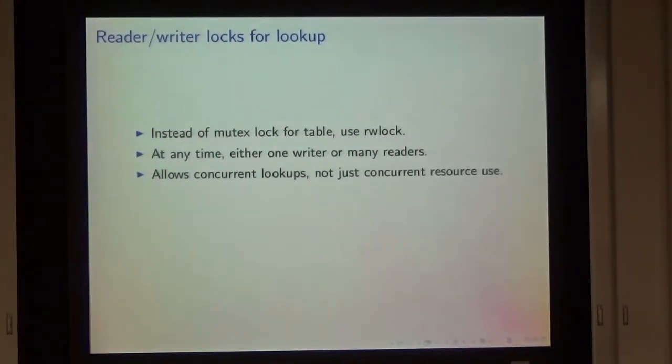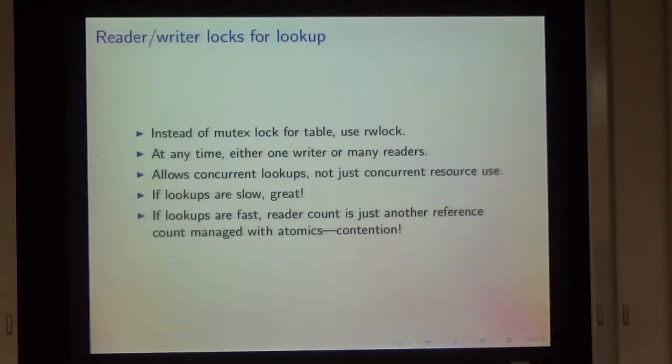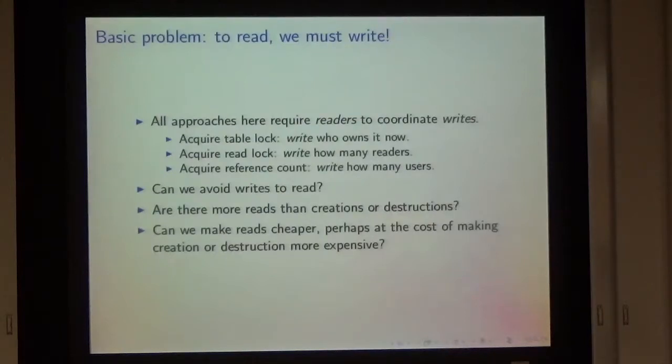And you could also use reader-writer locks instead of hash locks, with a reader count, and this helps you to allow many lookups in parallel. But if lookups are fast, then the reader count is just another kind of reference count, so there's another atomic going on inside a reader-writer lock, so this doesn't really help with anything. The basic problem is that when multiple threads want to use a single resource, everything I've discussed so far involves writing into memory associated with that resource, and the CPUs all have to agree on what memory gets written.